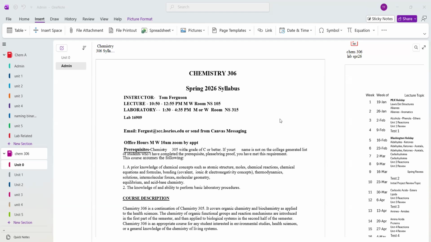Okay, so this is the syllabus. Now, I'm not going to go over the whole thing. Most students want to know how to get a hold of me and how I grade, basically. So that's what I want to focus on. The syllabus is on Canvas under modules admin or Unit 0.